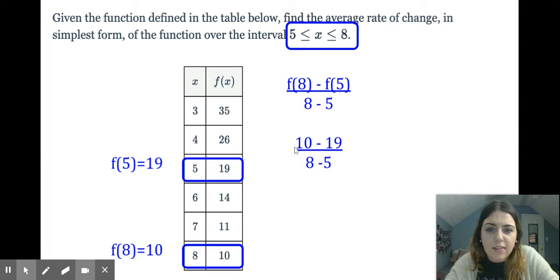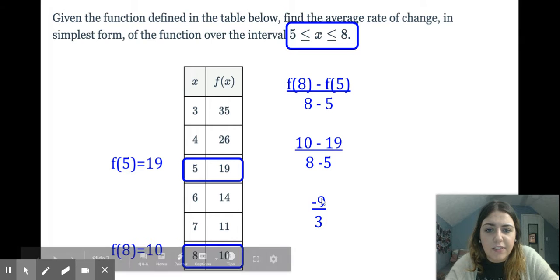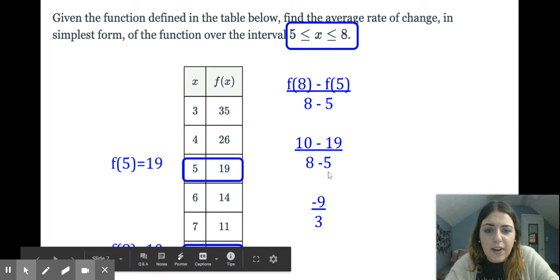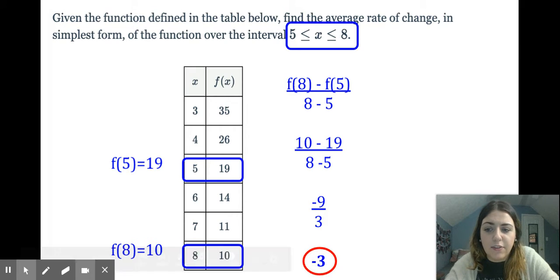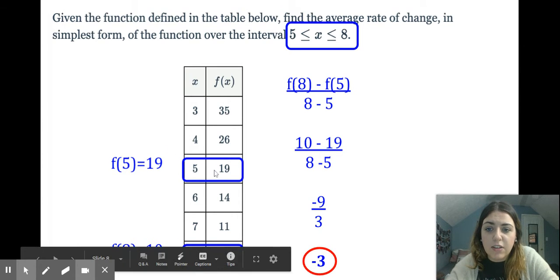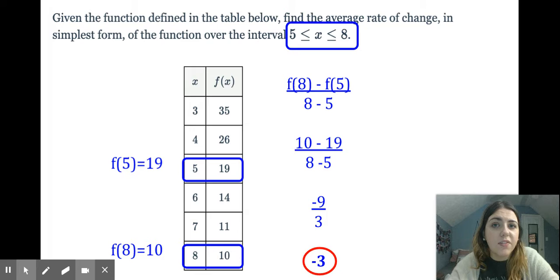So when I do that, I'm ready to simplify. 10 minus 19 is negative 9. 8 minus 5 is 3. So I've got negative 9 divided by 3, and that gives me negative 3. So negative 3 is my average rate of change from 5 to 8. And that would be your answer. So at this point, if you are confused, pause the video, watch it again, and reach out to me if you still need help. Okay?